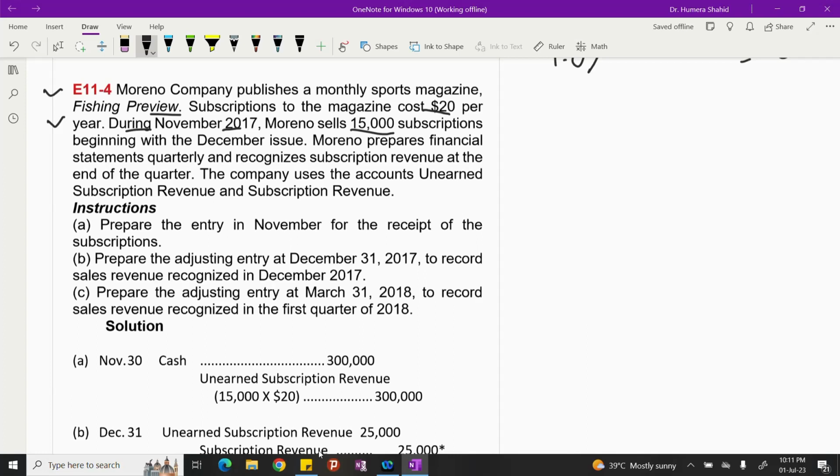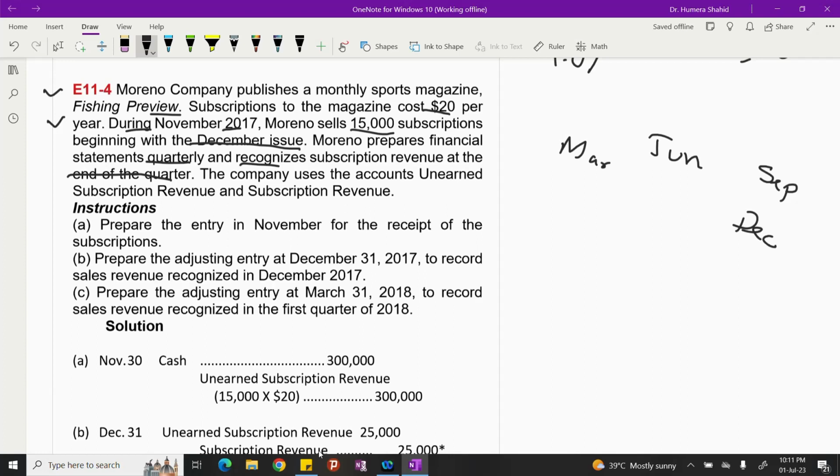Beginning with the December issue. So the first magazine of the year will be sent to the people on December 1st. Second will be sent in January. Third will be sent in February and likewise. Morino prepares financial statements quarterly. Quarterly means March. A year has four quarters, right? So March, then June, then September, and then December. So these are the months when you prepare. Okay, prepare the entry. And recognize subscription revenue at the end of the quarter.